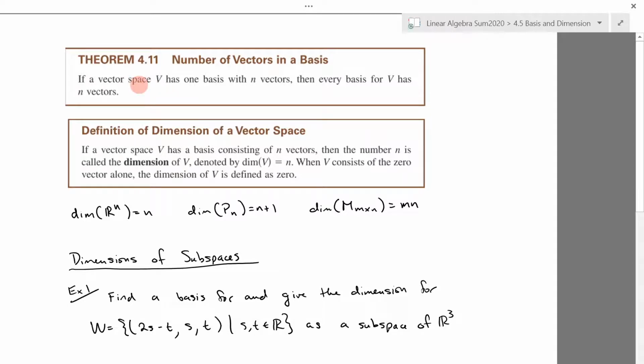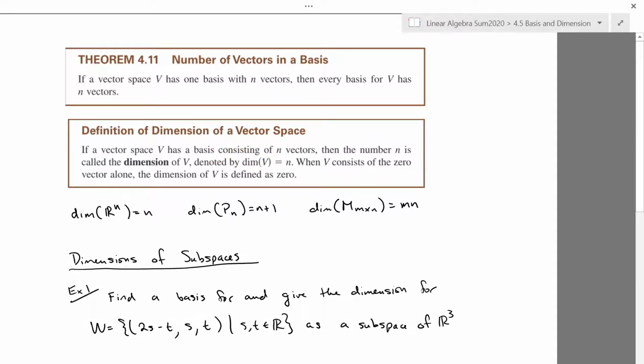Okay, so here the property in this theorem states that for a finite dimensional vector space, all bases for the same vector space should always have the same number of vectors. And so this gives us the concept of the dimension of a vector space, which is defined as just how many vectors are in any basis for that vector space.